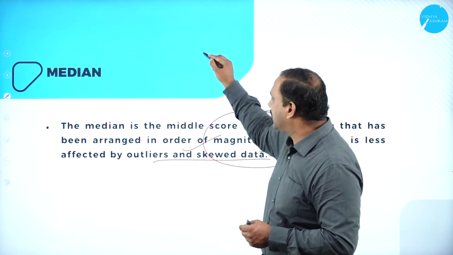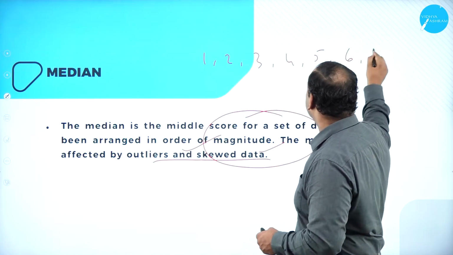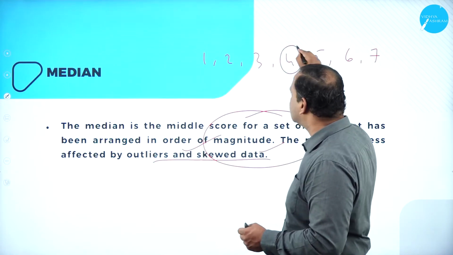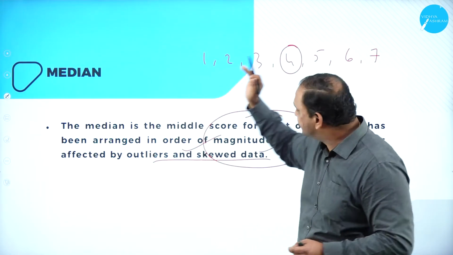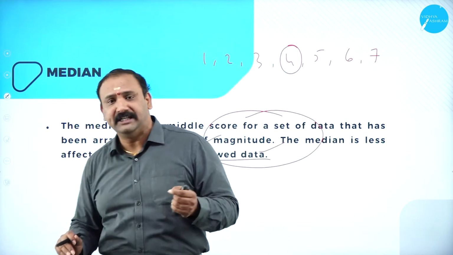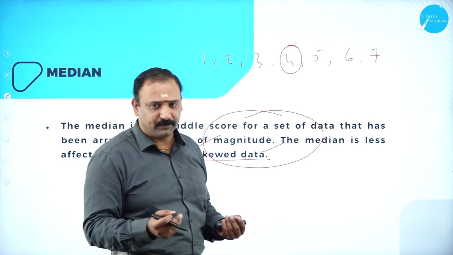So for example, if they're going to give you a set of data like this, 1, 2, 3, 4, 5, 6, 7, what you would do is look for the middle value. So the middle value here is 4. So 3 on your left hand side, 3 on your right hand side, the middle value is 4. That's where we use the median. Now this is very simple. Why? Because we just have 7 numbers, countable in nature.